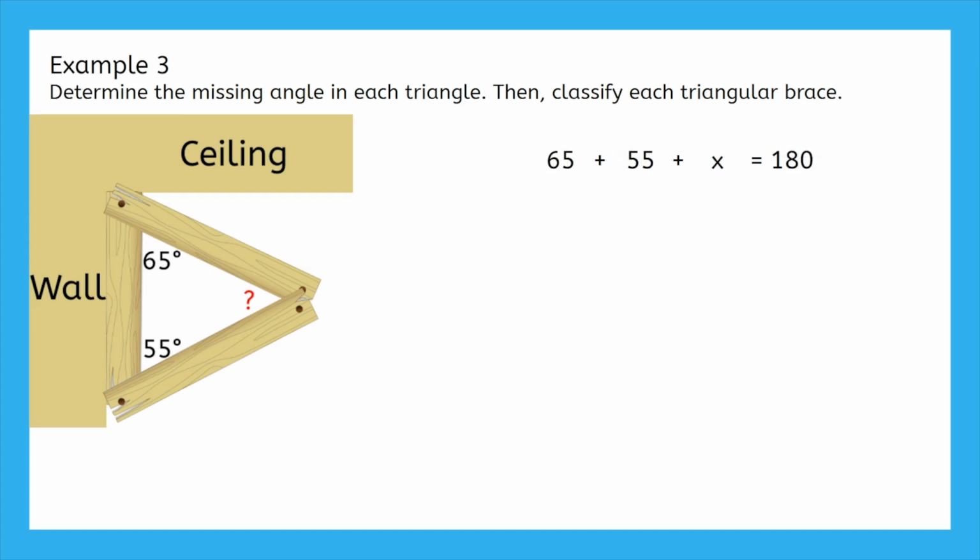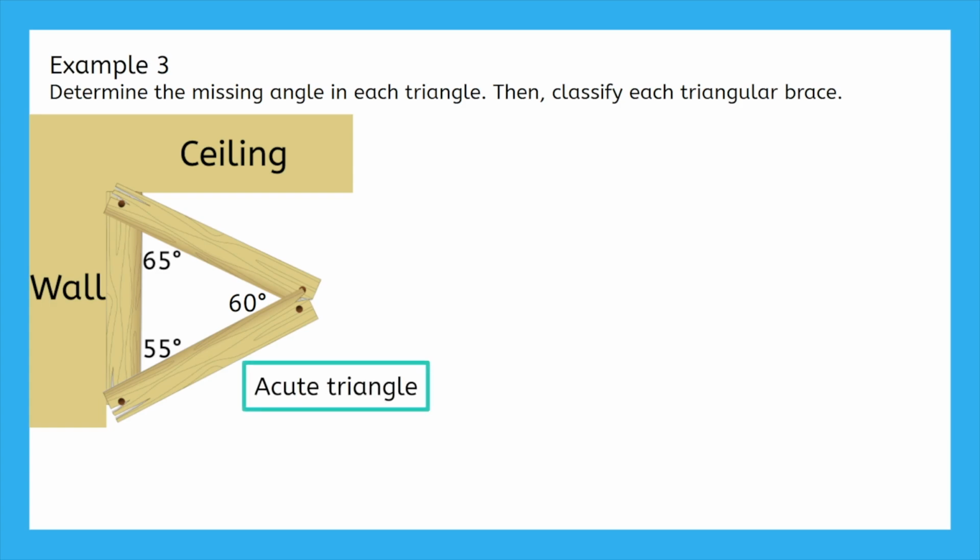Now for step 2, solving. I combined my like terms to get 120 plus x equals 180. Then I isolated my variable by subtracting 120 from each side. I found that x equals 60. So the angles in this triangular brace are 65 degrees, 55 degrees, and 60 degrees. Now that we know all three angles, step 3, let's classify this triangle. So none of these angles are larger than 90, and none are exactly 90. They're all acute. So now we know that the brace that doesn't fit is an acute triangle.